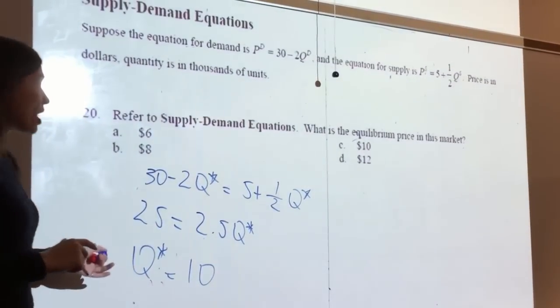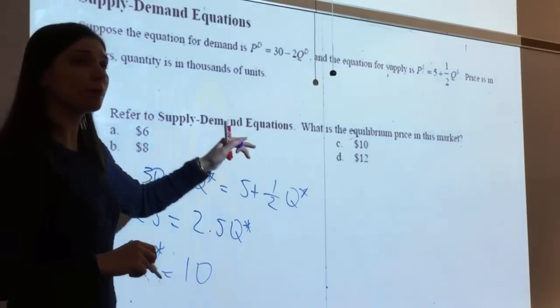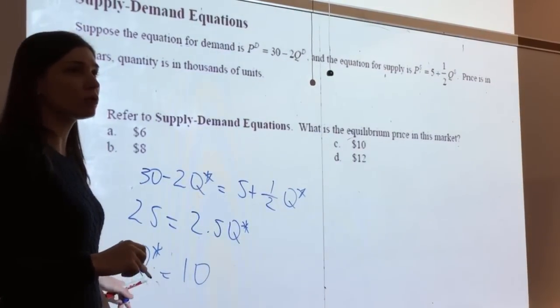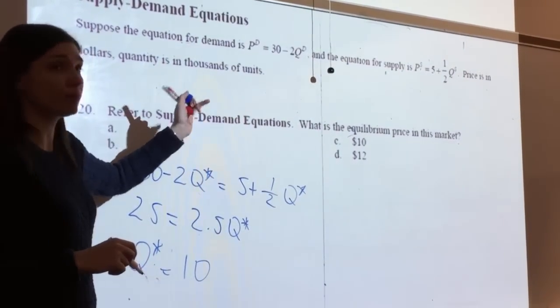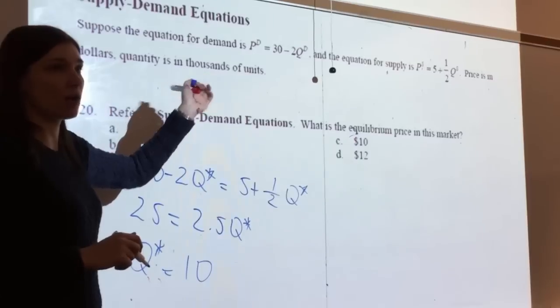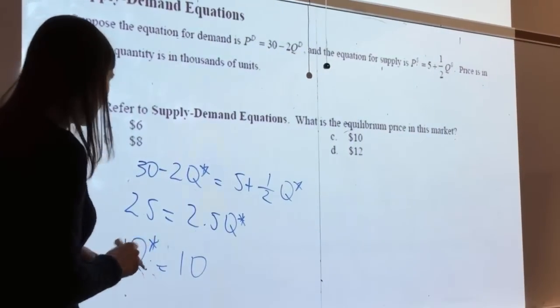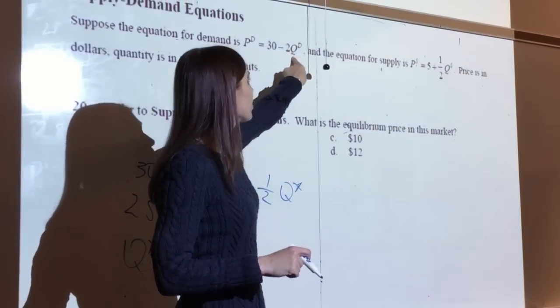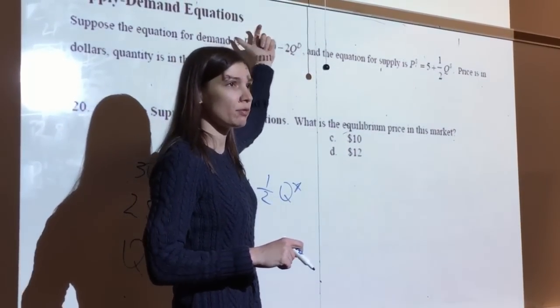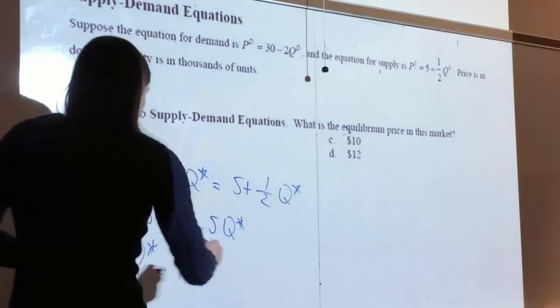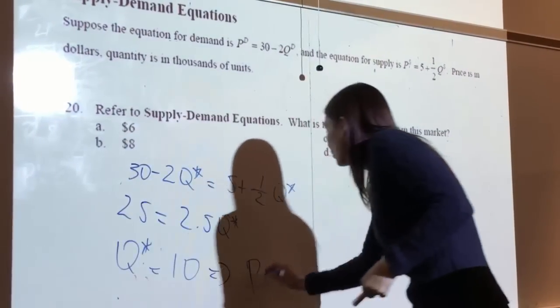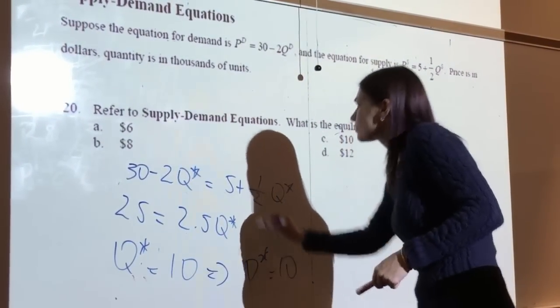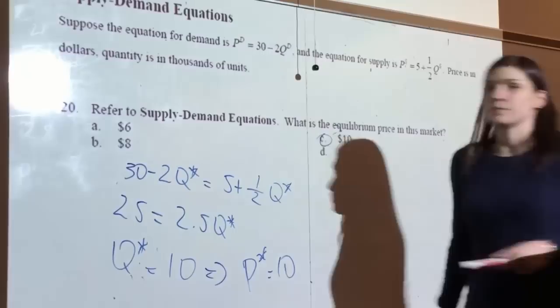Now I'm being asked what the price in equilibrium is, right? So this is equilibrium quantity. I can just take this, plug it in anywhere in one of the two functions, and I would get the price. So quantity of 10, 30 minus 20, right? That gives me the equilibrium price, and that's 10 as well. So the price in equilibrium is 10, which is C.